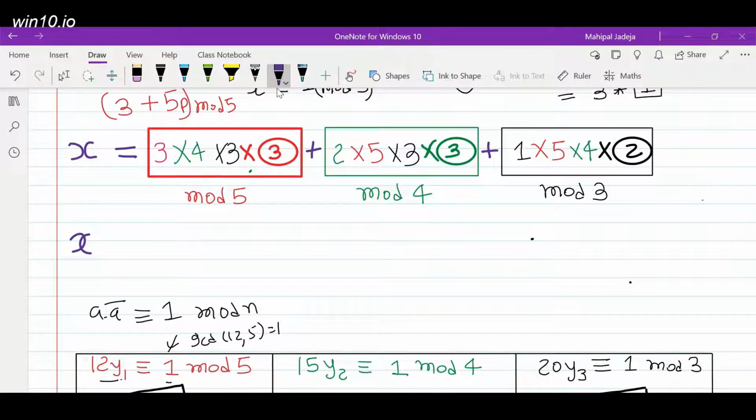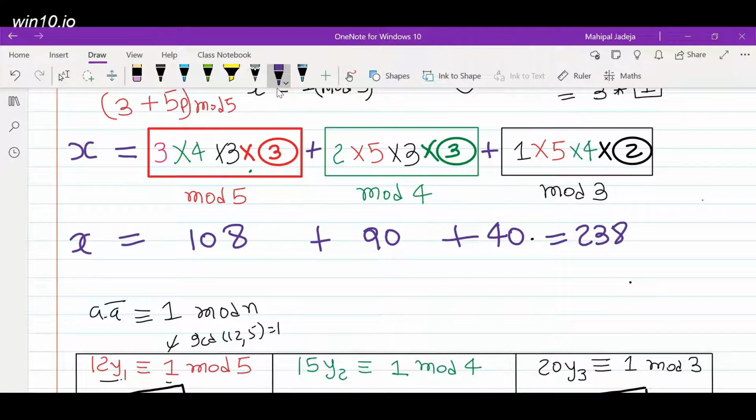So now if we simplify this, then basically this is nothing but 36 times 3, which is nothing but 108. The next box value is nothing but 9 into 2, 18, 18 into 5, which is nothing but 90. And the last box value is nothing but 20 times 2, which is nothing but 40. And if we simplify this, then we'll get 130 plus 108, which is nothing but 238, right?